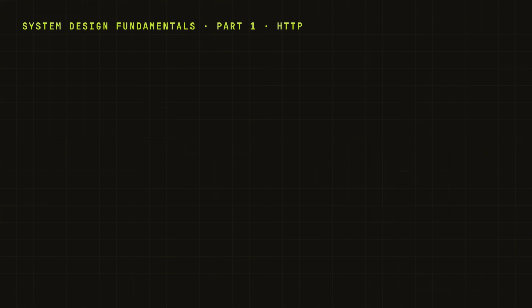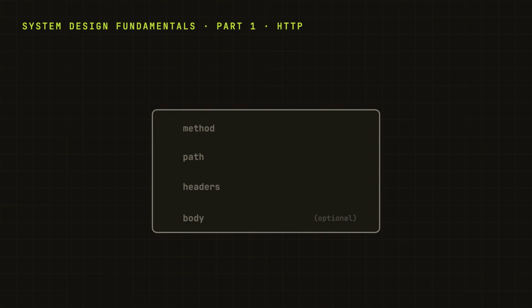Now, let's look at what is inside a request because interviews ask this. A request has a few parts. It has a method which says what you want to do. It has a path which says what you want, like slash product slash 42. It has headers which are extra information about the request, like who you are, what format you want back, and sometimes a body, the actual data you are sending.